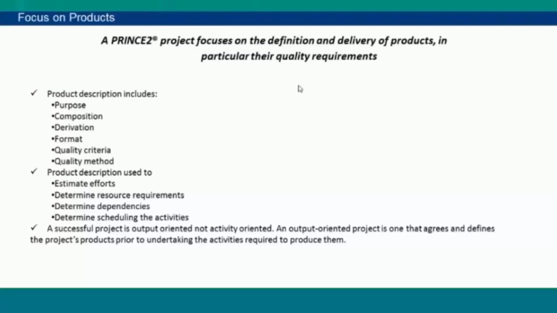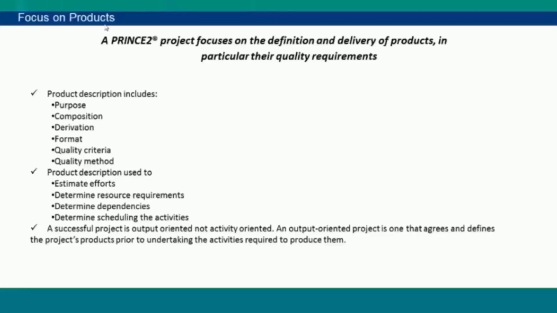Okay, so here you will see what the product description includes. We will see this in detail when we do the processes. There is a document that is the product description, containing the purpose, the composition, the derivation, format, quality criteria, quality methods, everything. So that is what we are focusing on, that is done by focus on product.